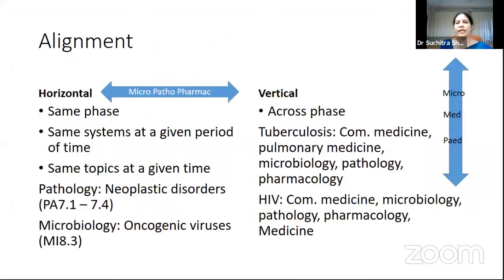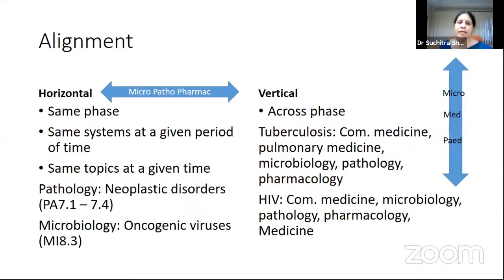Now, talking about alignment, there are two types. As we already know, it could be horizontal or vertical. When I'm talking about horizontal alignment, it's in the same phase between microbiology, pathology, and pharmacology. Forensic has taken a backseat because it's going to become phase 3, part 1. Now, we already have aligned the organ systems, so all systems will be taken at the same period. That's the first step towards alignment.